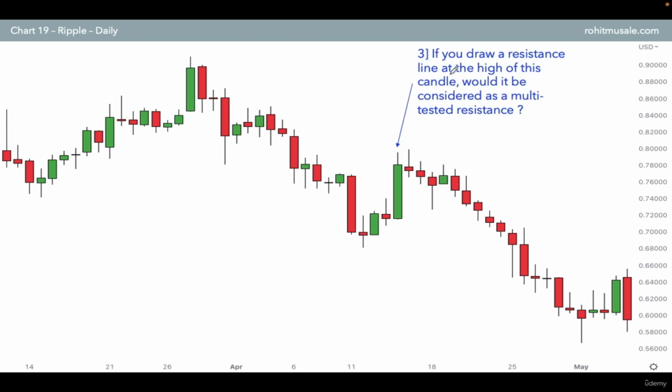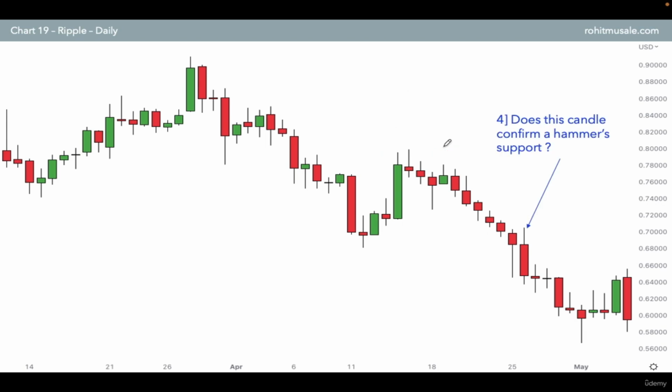If you draw a resistance line at the high of this candle, would it be considered a multi-tested resistance? If I draw a line at the high, this candle tests that line, so 2 times that line has been touched. So that is a multi-tested resistance. Does this candle confirm a hammer's support? Yes, because the close of the candle is not below the low of the hammer.